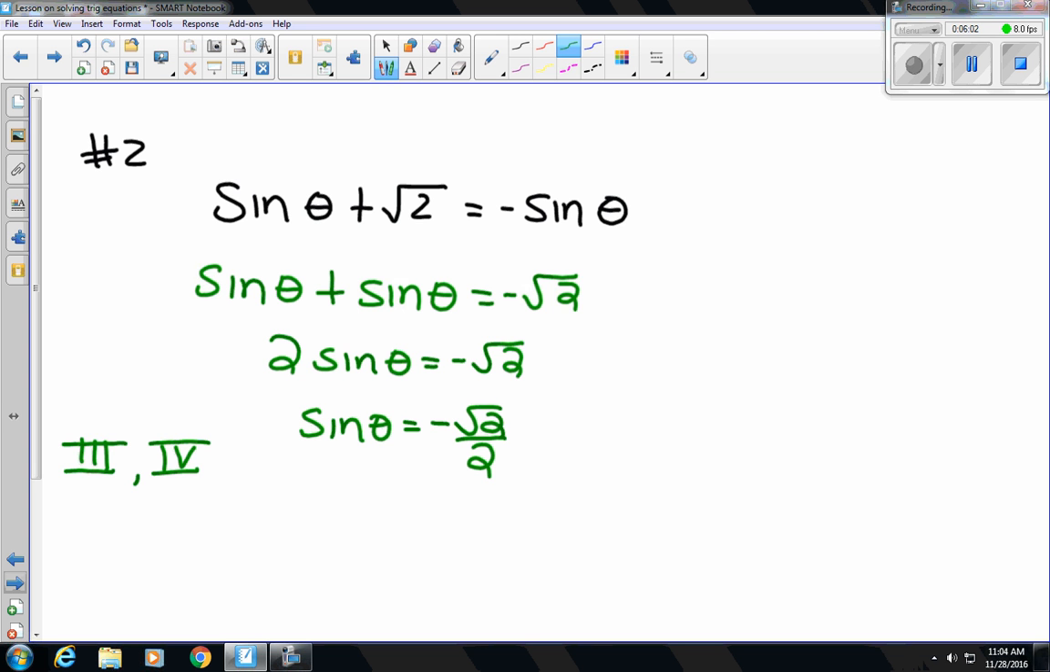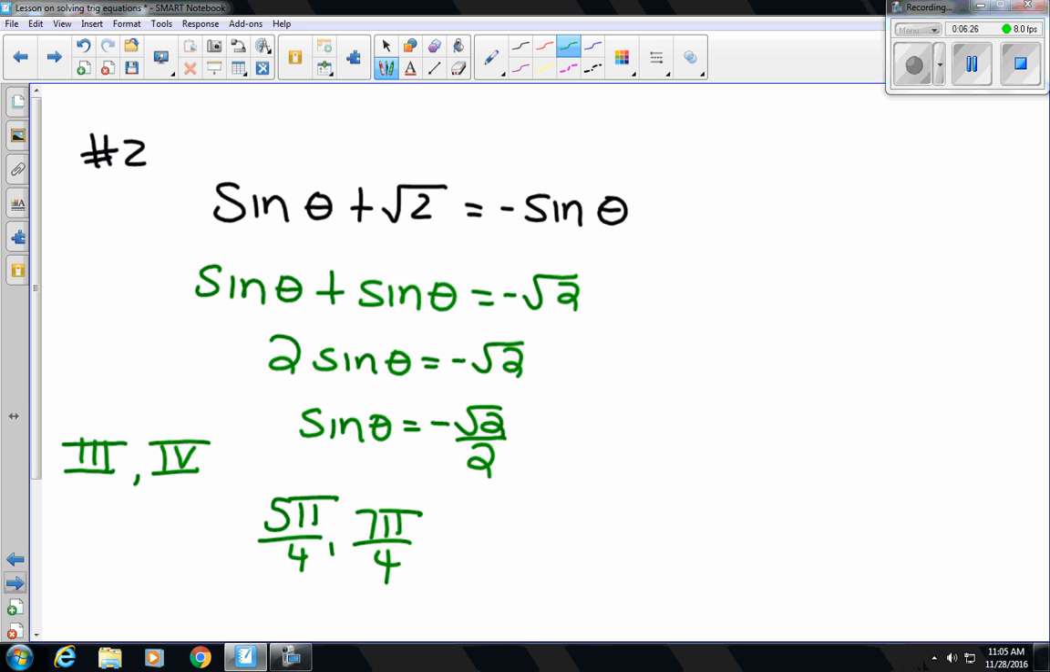So where is the sine? What angle has a sine ratio of root 2 over 2? They're my 45-degree angles, right? So I need to pull one from the 3rd quadrant and the 4th quadrant. What are they? 5 pi over 4 and 7 pi over 4. Have to be in radian measure. Now, it's okay if you think in terms of degrees, 225 and 315.